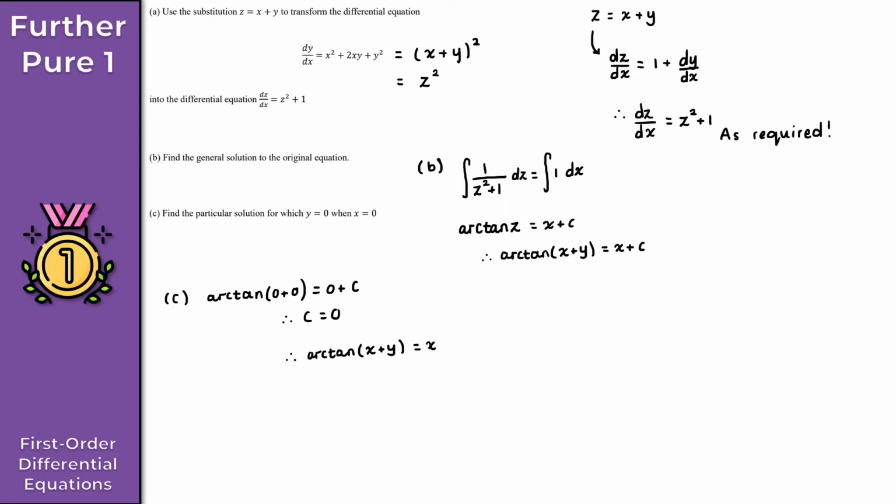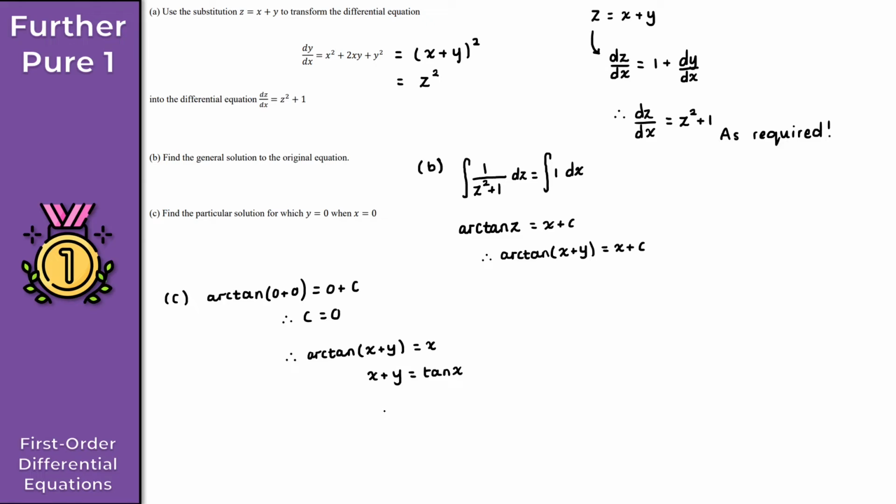So what I'm going to do here then is get rid of the arctan here, right? So tan of arctan gets rid of the arctan here, which would just give me x plus y on the left-hand side. So x plus y is equal to tan x. So I've just taken tan of both sides here, like so.